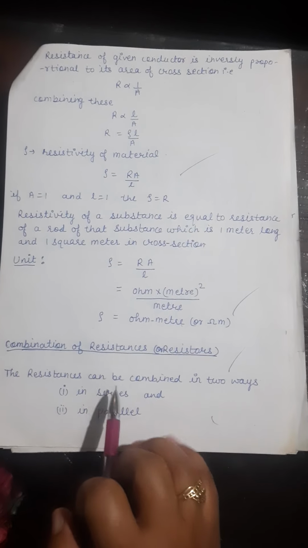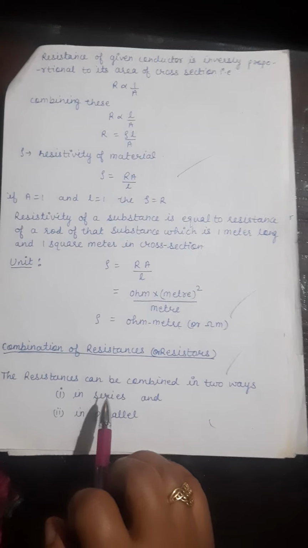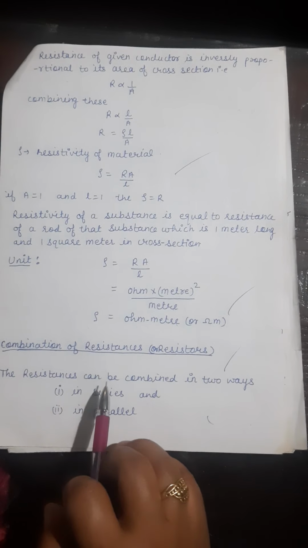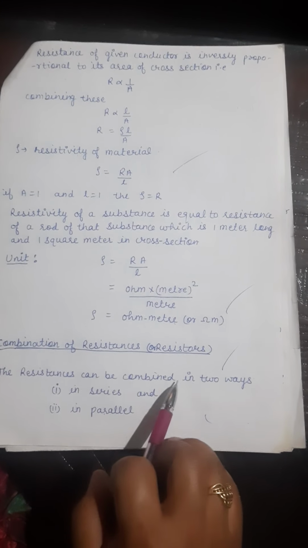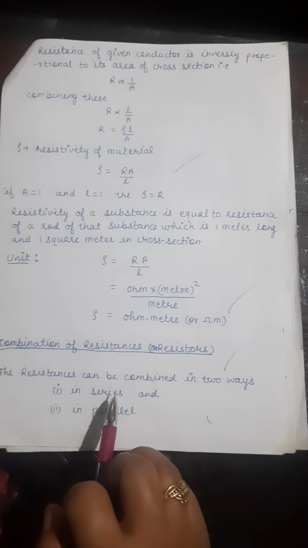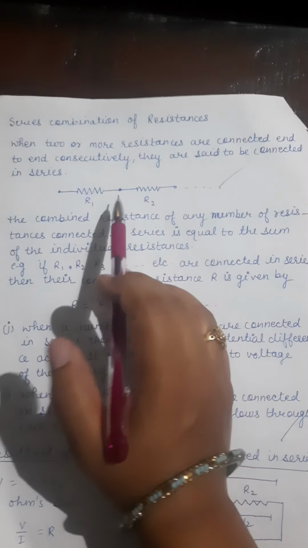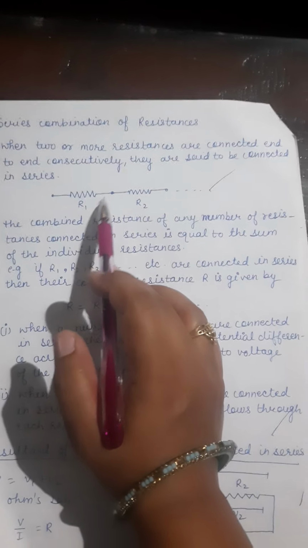So let's go to the topics one by one. First we will discuss the resistances combined in any circuit in series. Let's continue. Here you can see in the diagram we have connected two wires end to end.